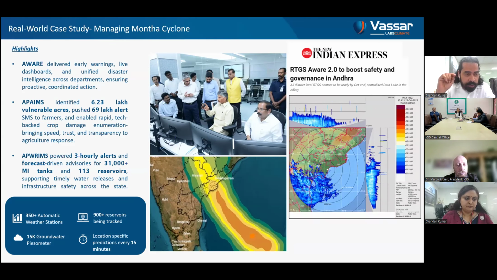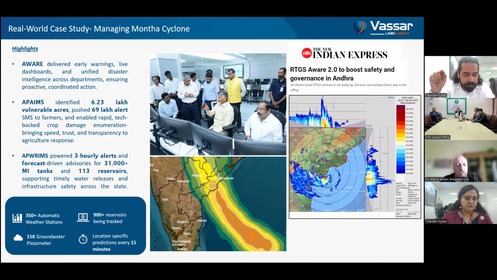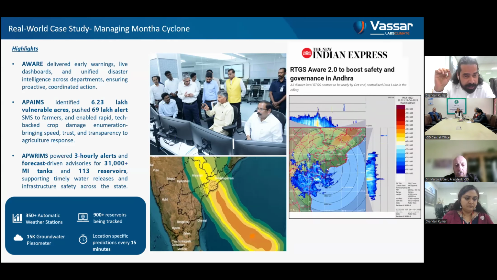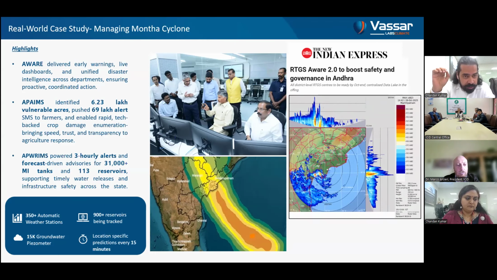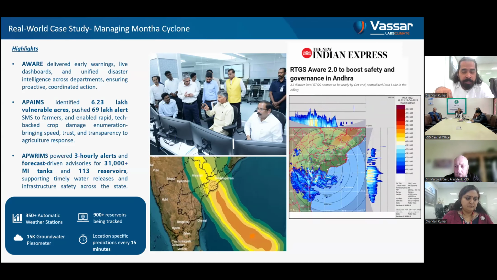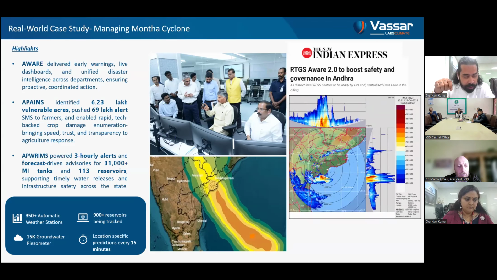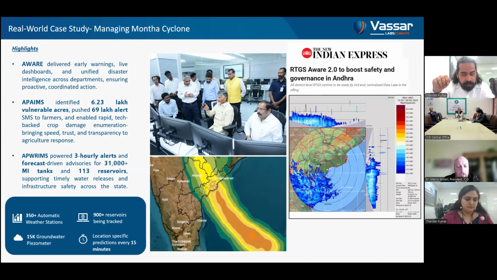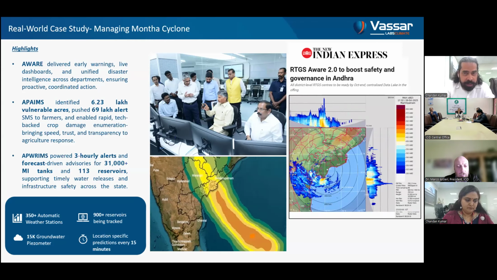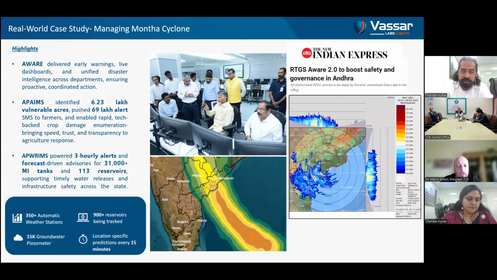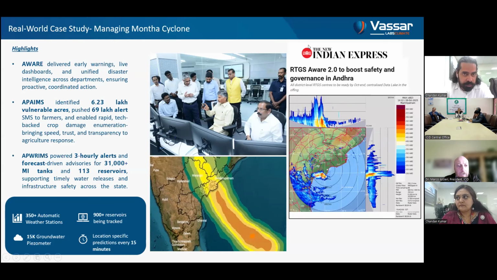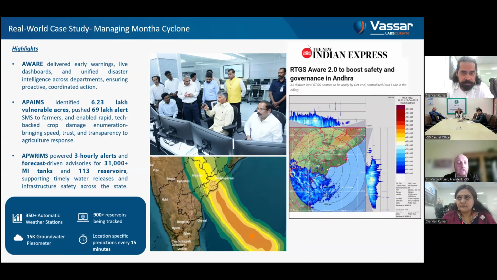And this was again backed up with AP WARIMS, the Water Resource Information System, which monitored 31,000 plus MI tanks and 113 reservoirs and gave 3 hourly alerts that helped the government take proper and timely actions to mitigate this disaster. This included saving livelihoods as well as lives, assessing the damage, and giving proper income benefits to the farmers after the disaster.